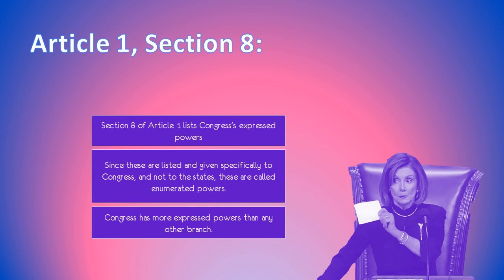And so this part of the Constitution, Article 1, Section 8, is a long list of powers for Congress. We remember the people writing the Constitution wanted to make sure that Congress had a lot more power than it did under the Articles of Confederation. They knew what they wanted Congress to do, so Congress has a long list of powers. These are specifically given to Congress, not to the states. These are our enumerated powers, and Congress has way more express powers than any of the other branches do.